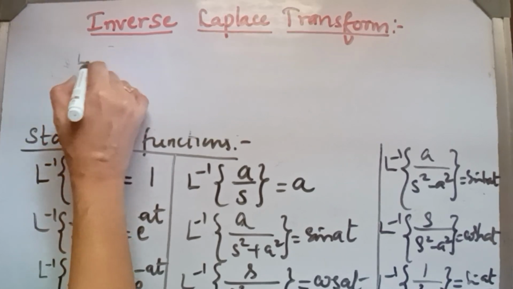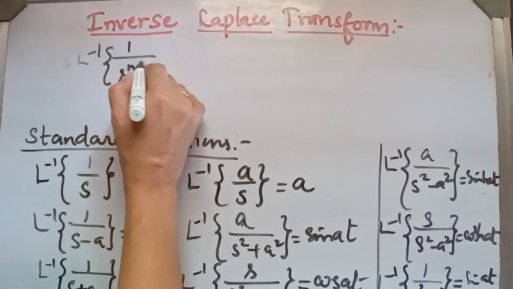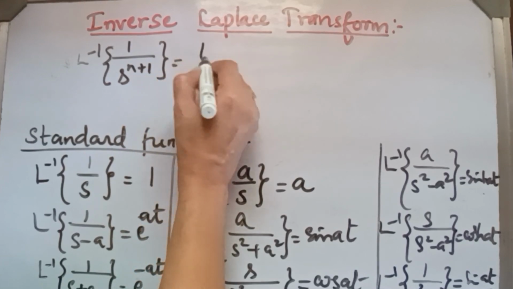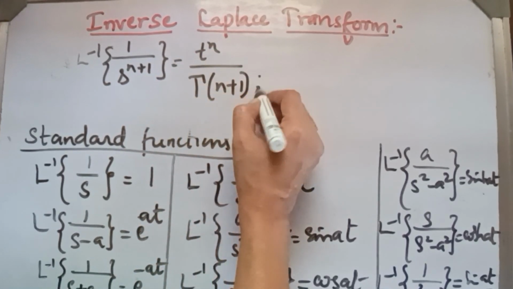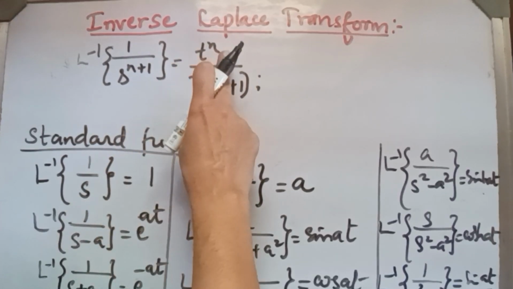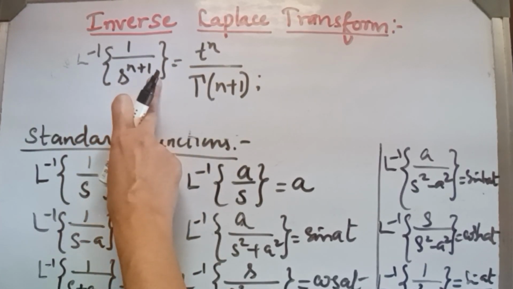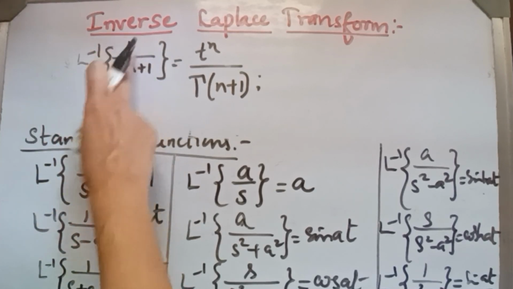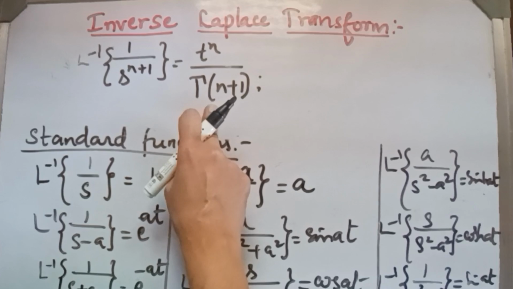Similarly, inverse transform of 1 by s to the power n plus 1 equal to t to the power n divided by gamma of n plus 1. Because we had Laplace transform of t power n is equal to gamma of n plus 1 divided by s power n plus 1. So inverse transform of just 1 by s power n plus 1 is t power n by gamma of n plus 1.